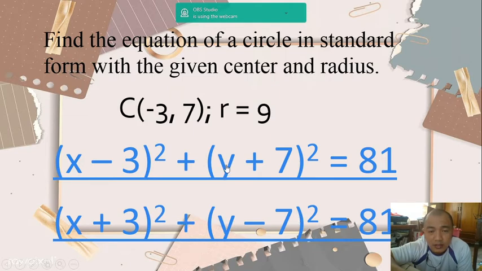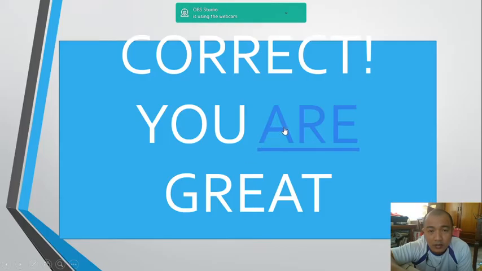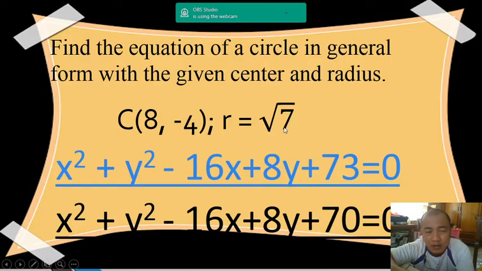So this is the correct answer. If this is your answer, then it's wrong, and this should be the correct answer. You are great. Next item. Find the equation of a circle in general form with the given center and radius. The center is (8, −4), and the radius is equal to the square root of 7.